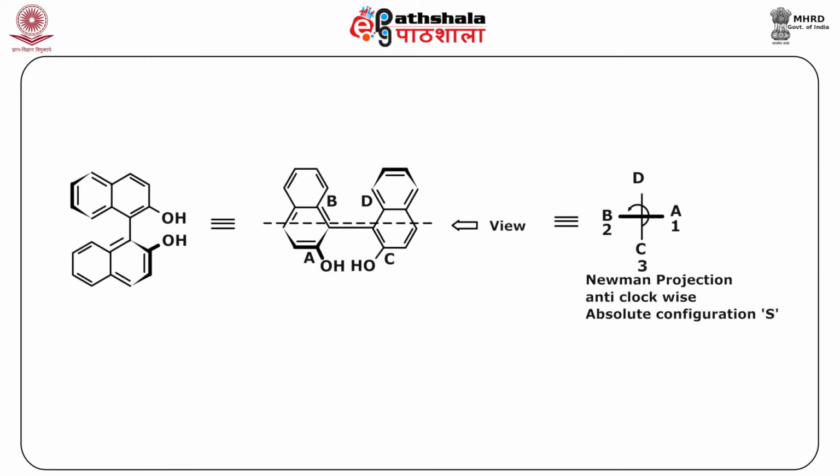Let us now view the molecule from the right hand side. Now here the bold line is the vertical line, again having the substituents 1 and 2 as compared to 3 and 4. Again according to the CIP rules, you number 1, 2, 3 and 4. Again if you see 1, 2, 3, the direction is anti-clockwise, thus the absolute configuration of binol is S.